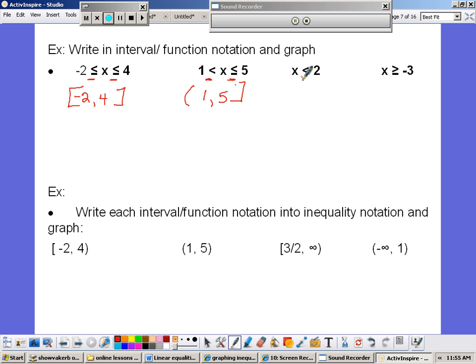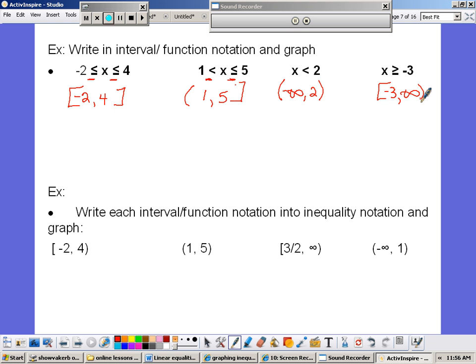This does not have an equal to sign, but x is less than 2, so it goes from negative infinity to 2, not including 2. And infinity and negative infinity always have parentheses, not brackets, due to the fact that they're not included. x is greater than or equal to -3, which means we start at -3, including -3, and we go to infinity. I will expect you to be able to go back and forth with these.